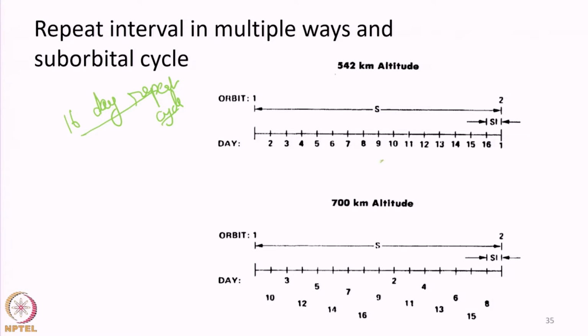Let us say the satellite is placed in an orbit of altitude 542 kilometers above the earth's surface. For such a satellite, this will be orbit 1 in day 1, this will be orbit 2 in day 1, and this is the longitudinal shift. Within a day this is how it will look.